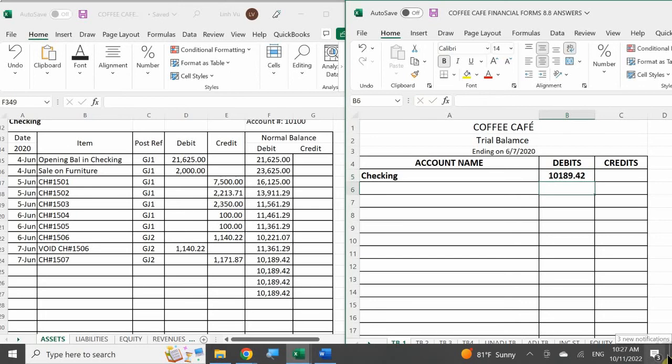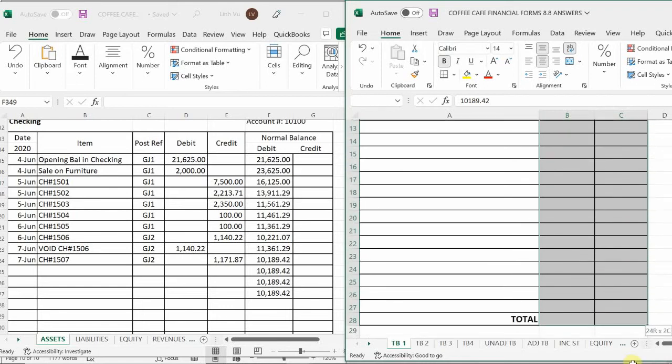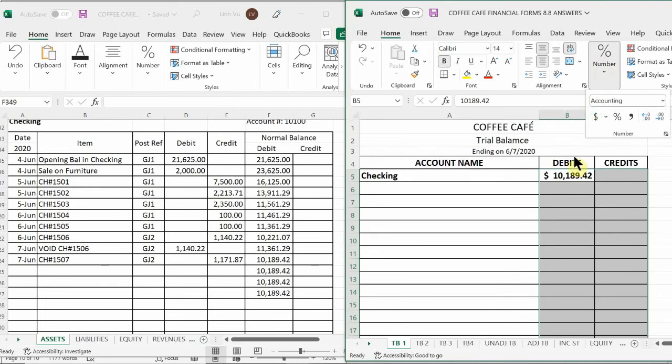Okay, I currently had $10,189.42. However you like to format it, whether you like to see dollar signs, go ahead and format it how you like it to appear. So I do prefer the dollar signs. Okay. So I got a $10,189.42 debit balance in my checking account.